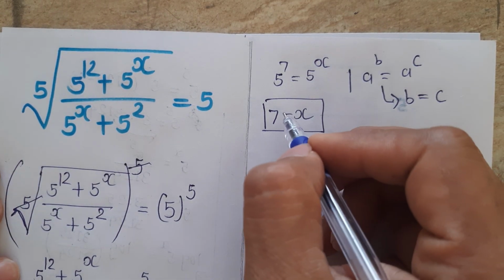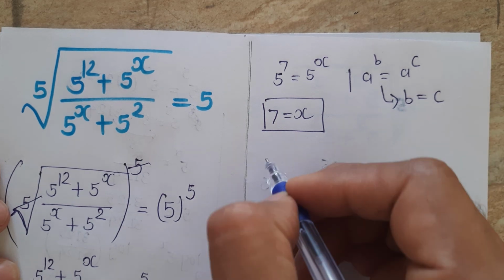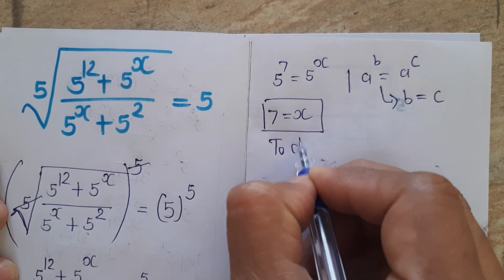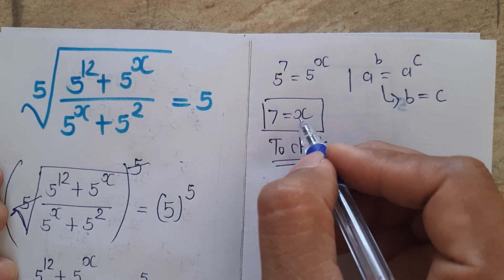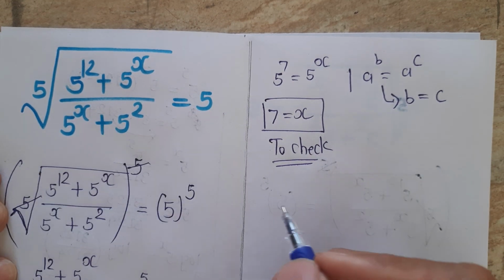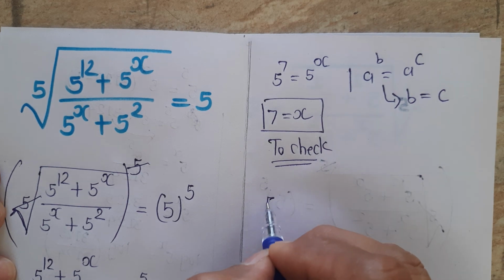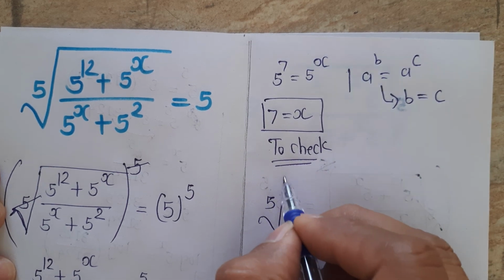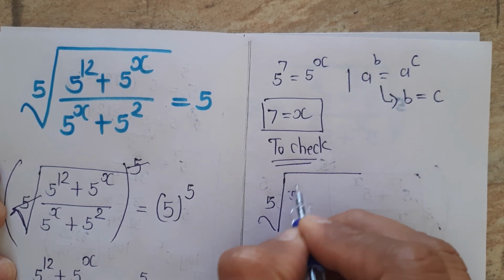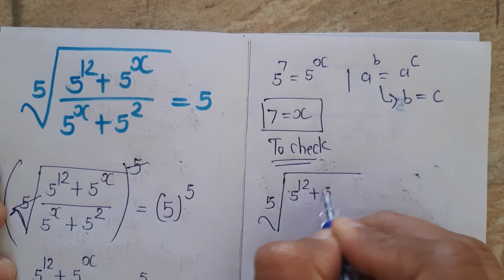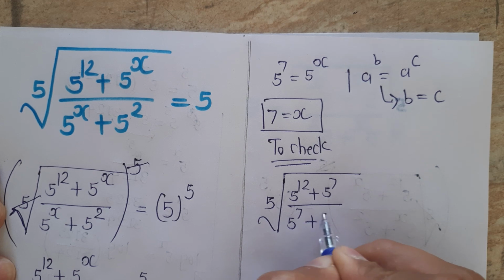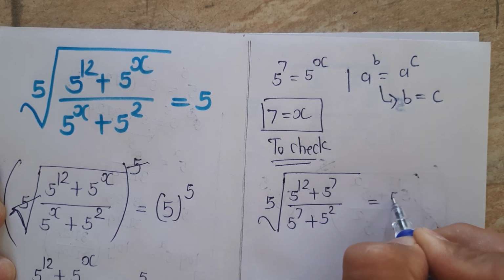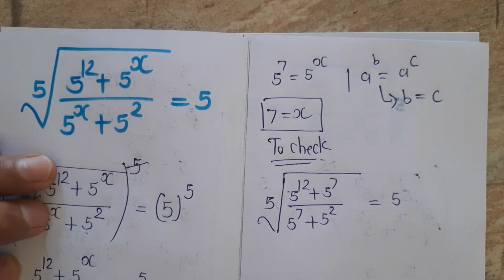But now let's check whether this answer is correct or not. To check, we will put the value of x in the original problem equation. So let's put the value of x equal to 7 in the original problem equation. Here we will put 7, and in the denominator also.